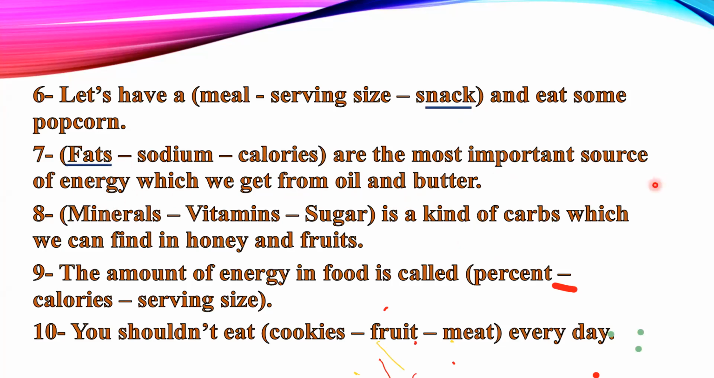So let's see number 8. Minerals, vitamins, sugar is a kind of carbs which we can find in honey and fruits. What can we find in honey and fruits? You can find minerals or vitamins or sugar. Yes, we can find sugar. Excellent.